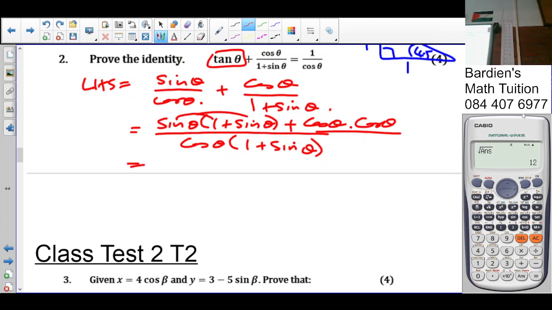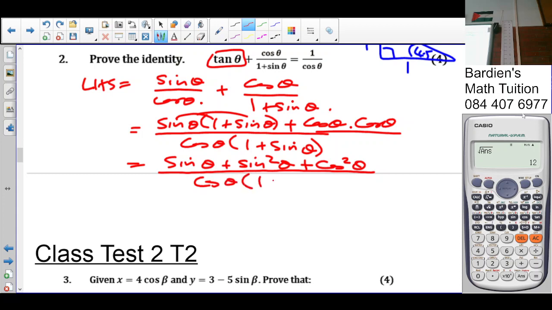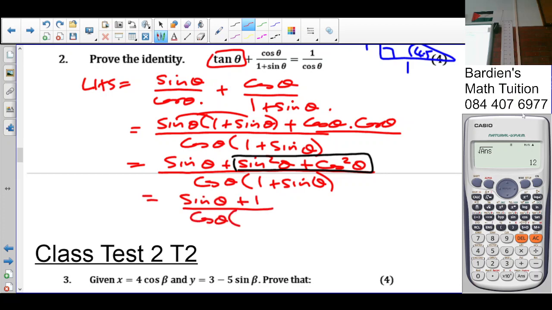So let's multiply. Get rid of the brackets. There's going to be sine theta plus sine square theta plus cos square theta over cos theta into 1 plus sine theta. So what is sine square theta plus cos square theta? 1. So it's going to be sine theta plus 1 over cos theta into 1 plus sine theta. So what's going to happen here now? That cancels. Leaves you with 1 over cos theta, which is equal to the right hand side. As you can see.